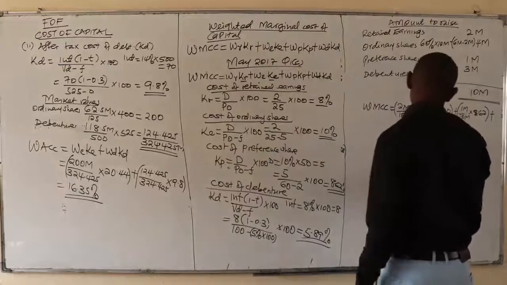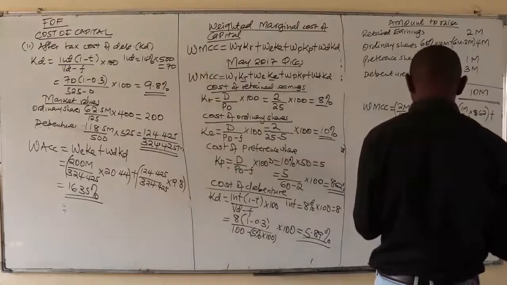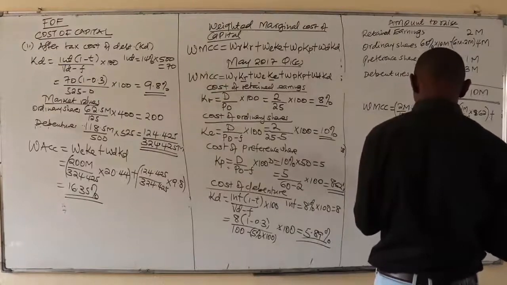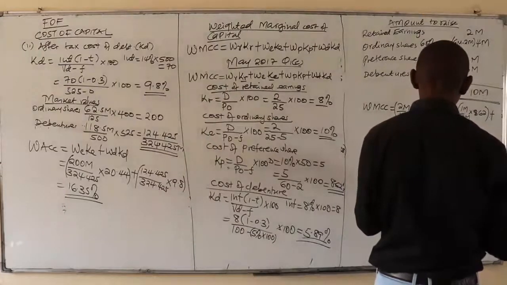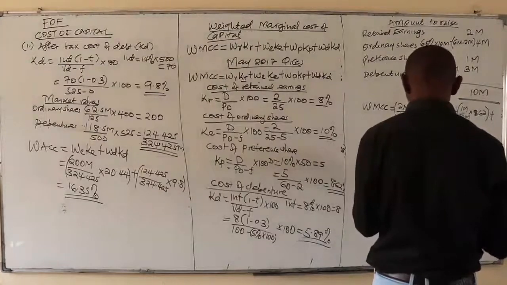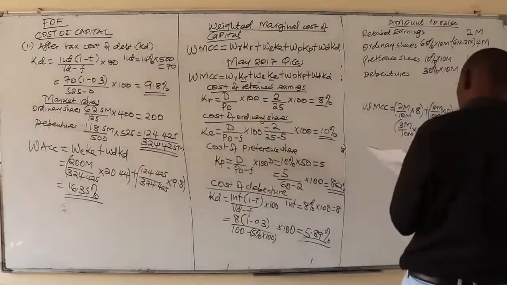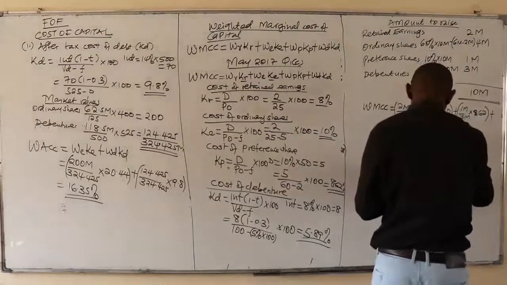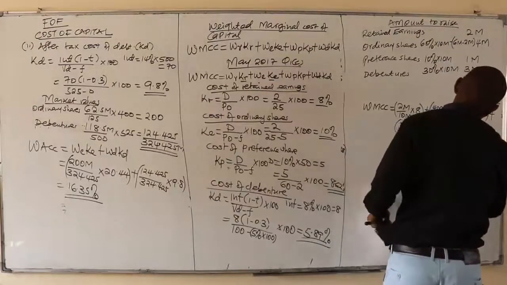In that case, it will just be 2 over 10 multiplied by 8, plus 4 over 10 multiplied by 10, plus 1 over 10 multiplied by 8.62, plus 3 over 10 multiplied by 5.89. In that case, it gives you 7.9345%.